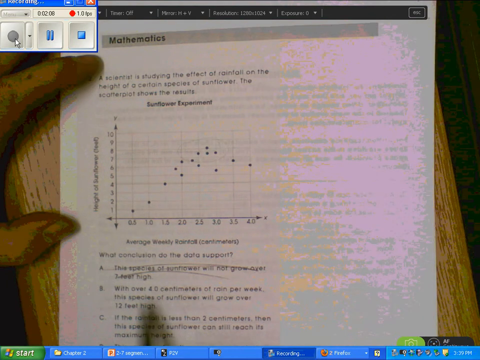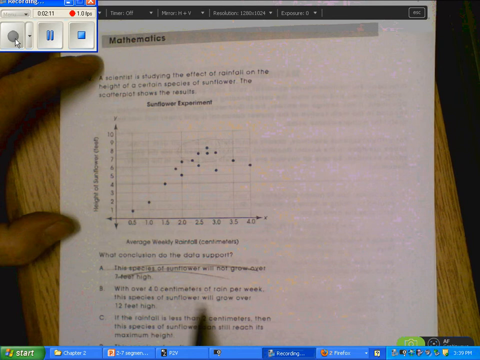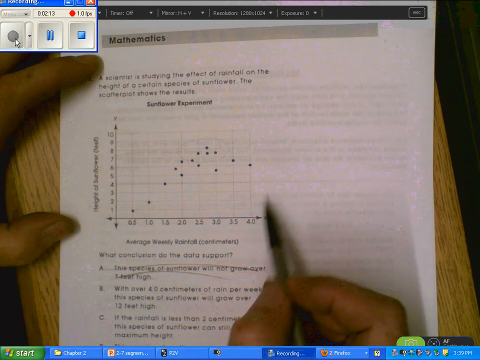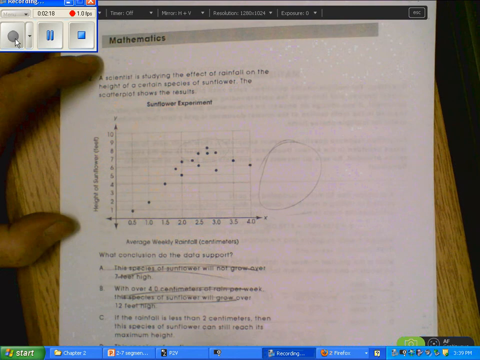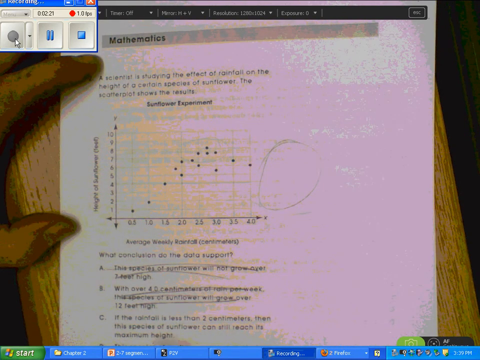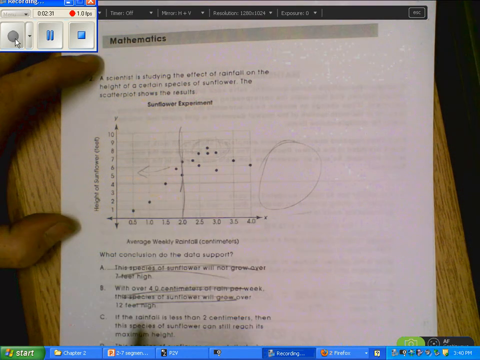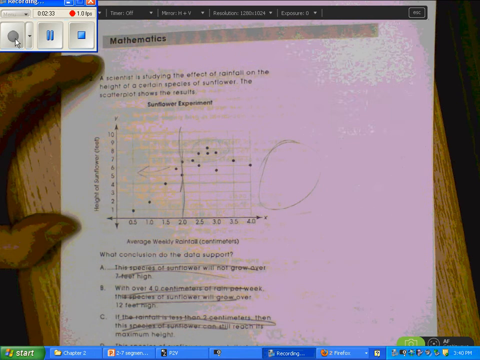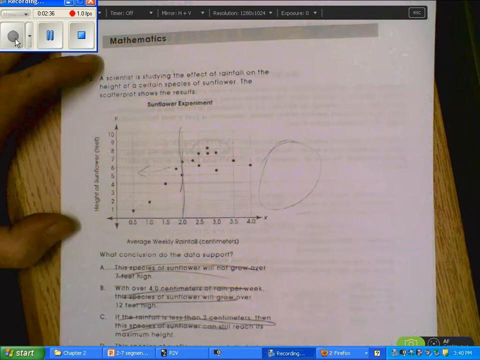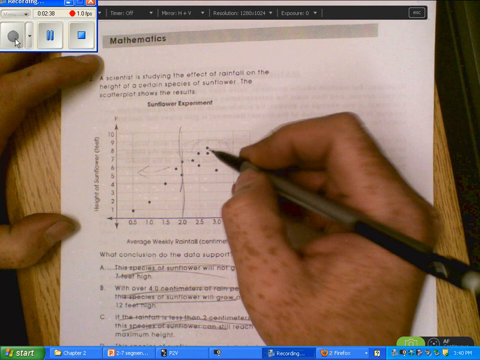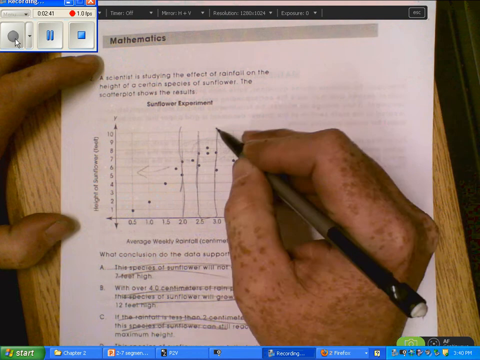With over 4 centimeters of rain per week, the species of sunflower will grow over 12 feet. Well, we don't even know what happens out here when they get more than 4 centimeters of rain, so we can't say that. If the rainfall is less than 2 centimeters, then the species of sunflower can still reach its maximum height. Less than 2 would be over here, and the maximum height would be up here, and there's none over here that reach that, so that one would be wrong. This species of sunflower grows tallest when there are between 2.5 and 3 centimeters. So if we go from 2.5 to 3, those are the tallest ones, so it'd be D.